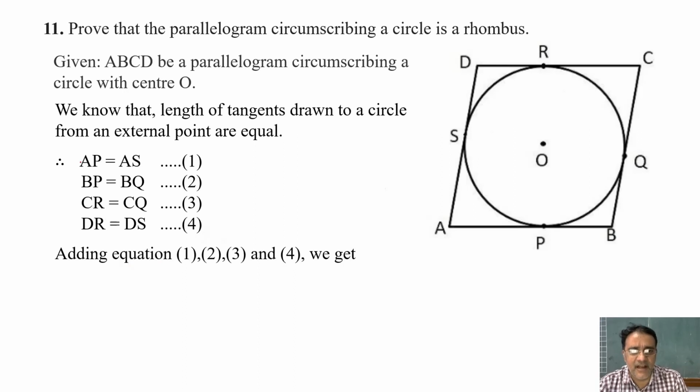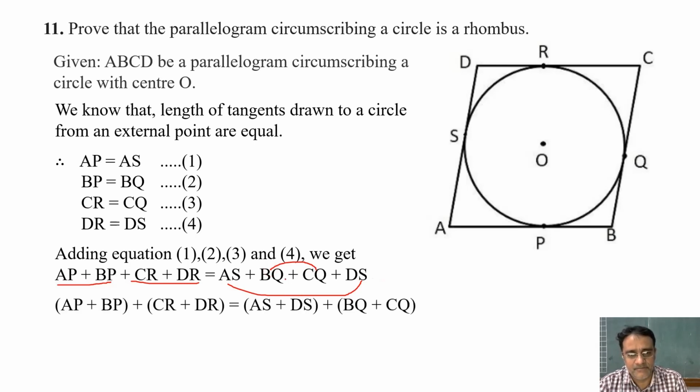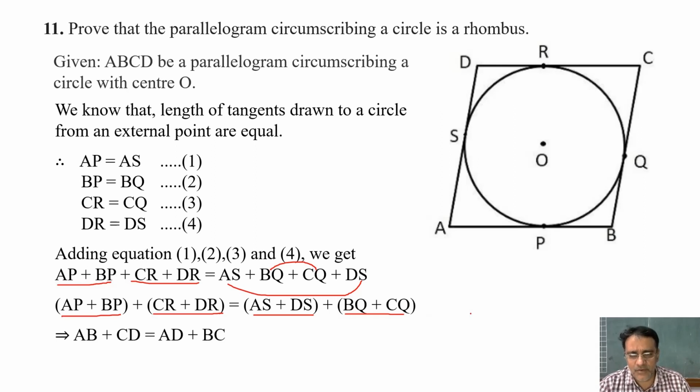So we'll add all four. So we'll get AP plus BP and CR plus DR in one group, and AS plus DS and BQ plus CQ in another group. So this can be replaced by AB, this can be replaced by CD, this can be replaced by AD, and this can be replaced by BC. Okay, now ABCD is a parallelogram. So can we write AB is equal to CD? Yes, sir. And AD is equal to BC. Why? Opposite sides of parallelogram.